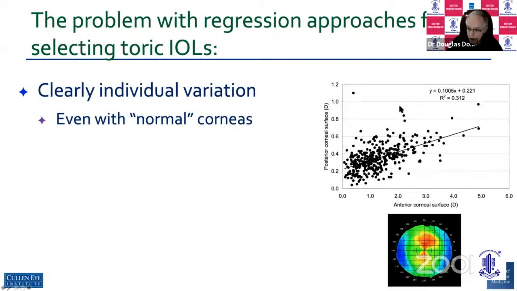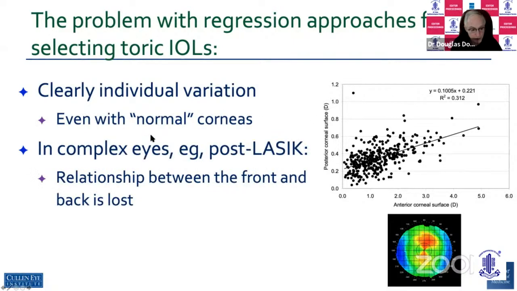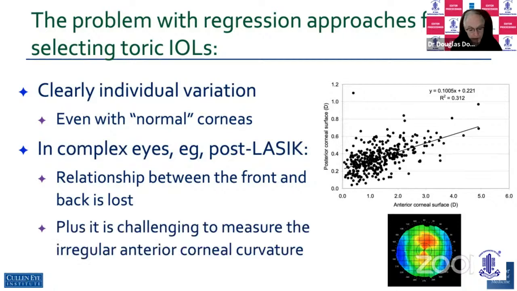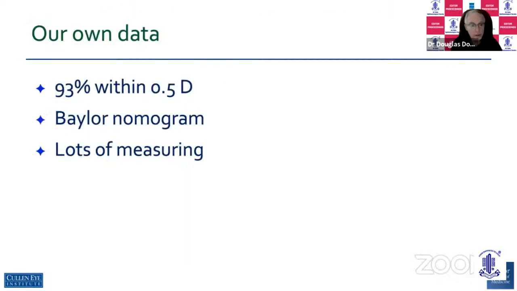You can see there's a lot of variability. Here's the regression line, but we have patients scattered all over, way up here. So there's individual variation. And of course, in complex eyes, post-LASIK eyes, the relationship between the front of the cornea and the back of the cornea is lost, and we really can't use regression formulas for that. In those eyes, it's also challenging even to measure the anterior corneal curvature and understand what values to use for our toric calculations.